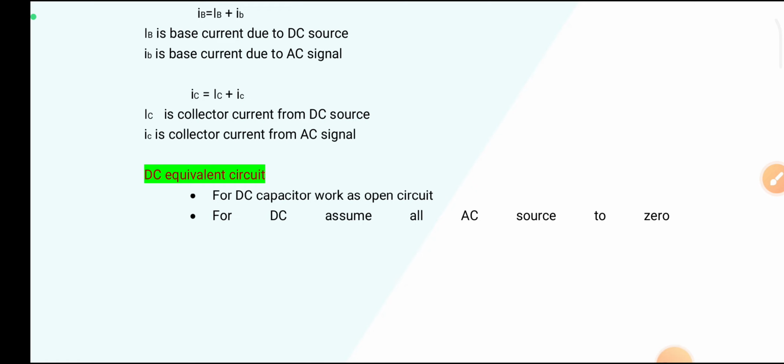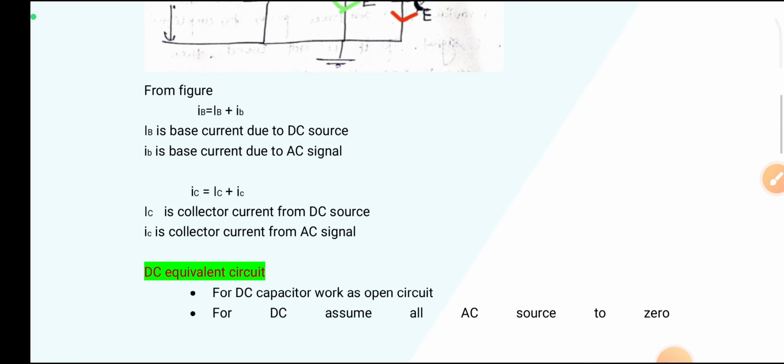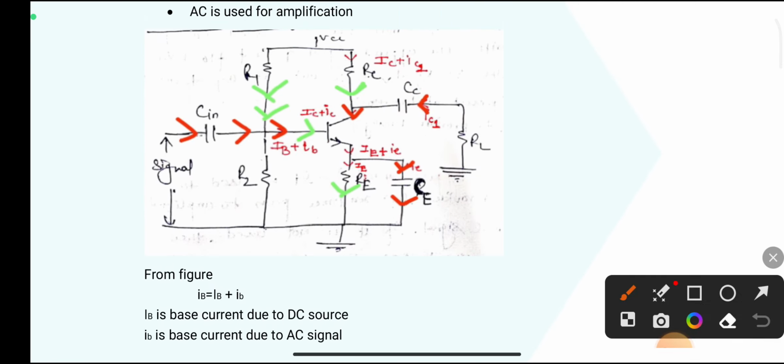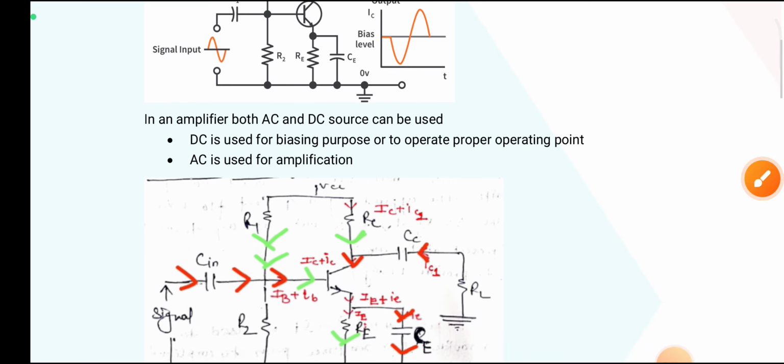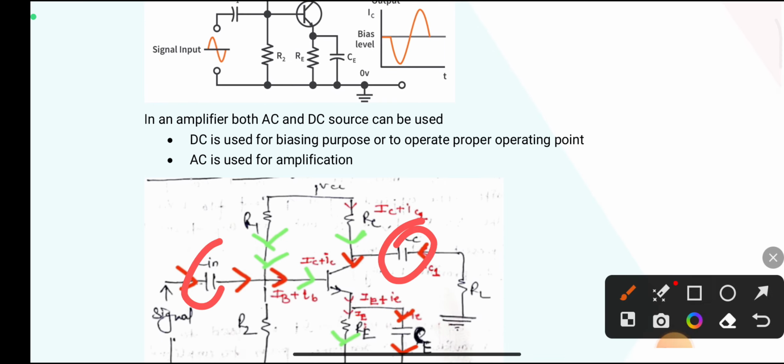The first change is that for DC the coupling capacitors work as open circuits. Coupling capacitors means, in this figure, you can see C1 and here also there is a capacitor. So these are the coupling capacitors. You know the working of the coupling capacitor. For DC it behaves as an open circuit, so that's why we neglect or remove these capacitors.